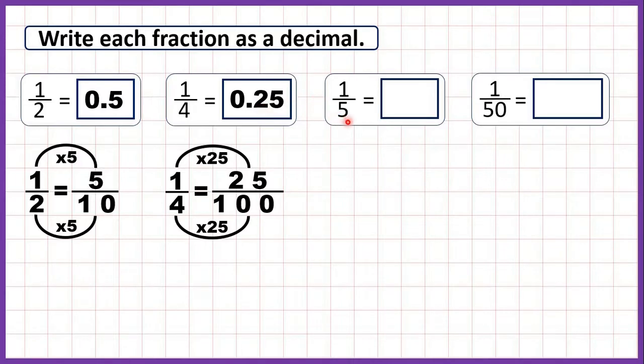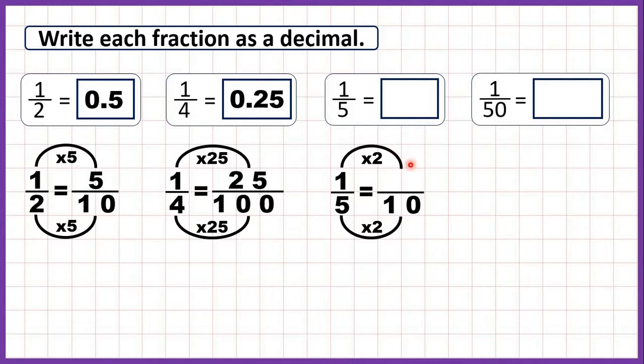Now we have 1/5. We can change that into tenths. 5 times 2 is 10, so if we do the same to the numerator, 1 times 2 is 2. So, because 1/5 is the same or equivalent to 2/10ths, we write it as a decimal as 0.2, because the first digit after the decimal point is the tenths digit.